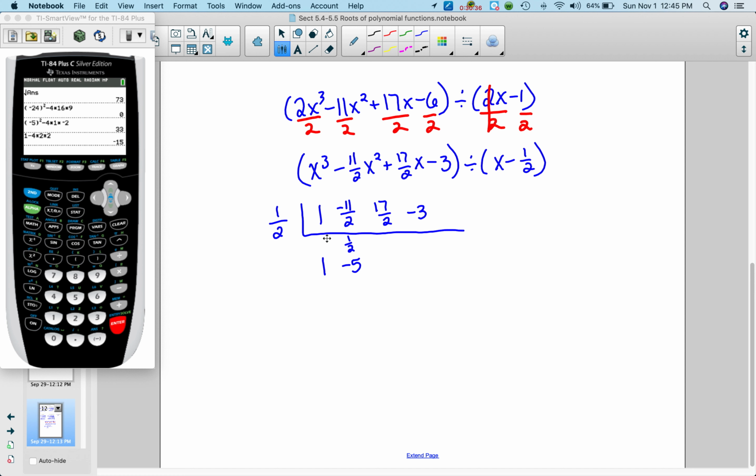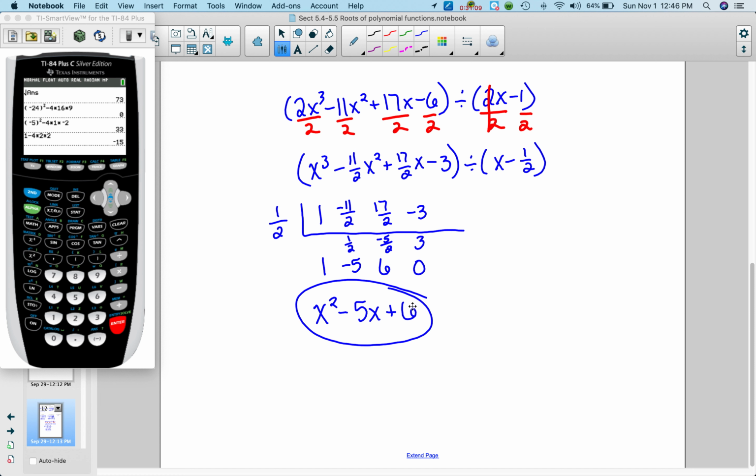So then I multiply half of negative 5. Leave it as negative 5 halves, because then I have my common denominator. 17 halves minus 5 halves, we end up with 12 halves, which is 6. Half of 6 is 3. And when I add those together, I get 0. So this is my answer once I put it back. So if this was cubed, now this is squared. So I get x squared minus 5x plus 6. And that would be my answer.